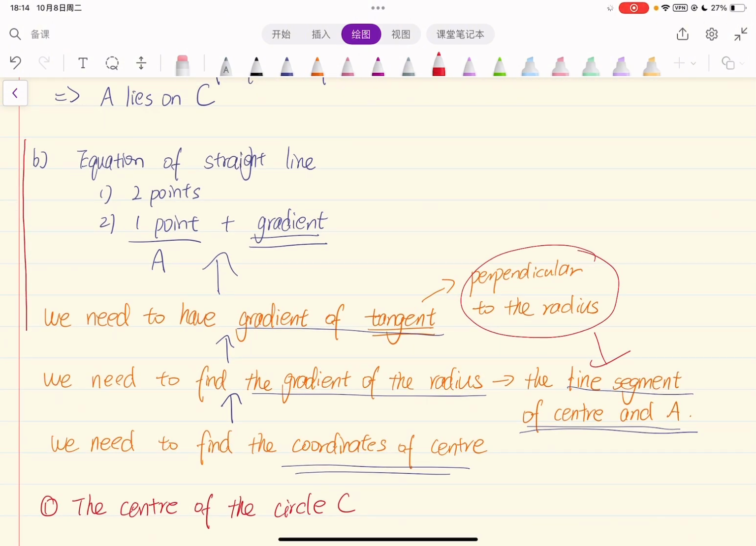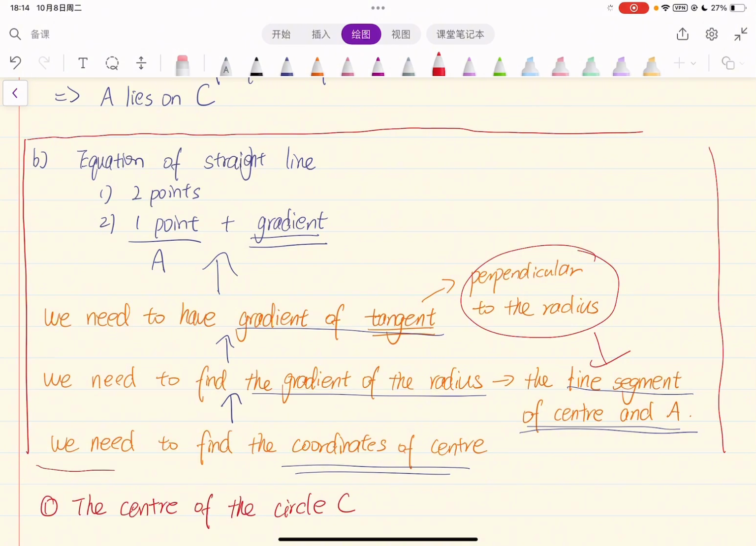Here is what you need to think before solving the part B question. Then you know what you should do from the beginning.